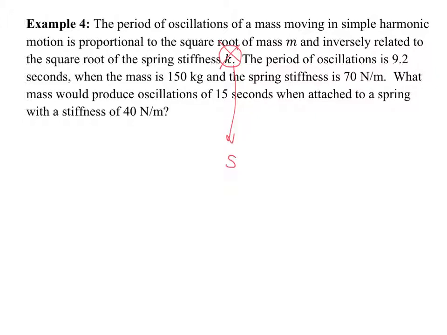Okay? So we have the period of oscillations of a mass moving in simple harmonic motion. That just means a mass that's vibrating back and forth, which is modeled with a lot of systems in engineering, is proportional to the square root of the mass m. So we start with this right here. What does that tell me? The period of oscillations is directly proportional to the square root of the mass m. Who's K right color?